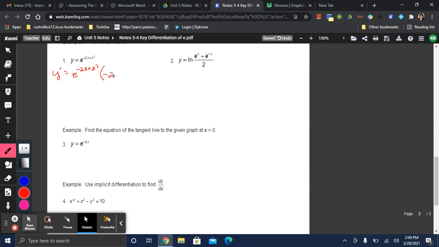So that'd be negative 2 plus 2x. And oftentimes the e is written second. I don't know that that's really all that important, but it maybe would look a little different to you. So putting the negative 2 plus 2x in the front, and then e with its power in the back of that factor.